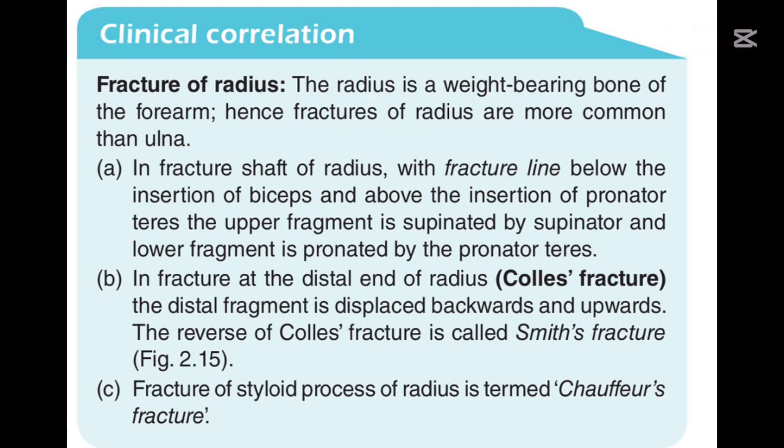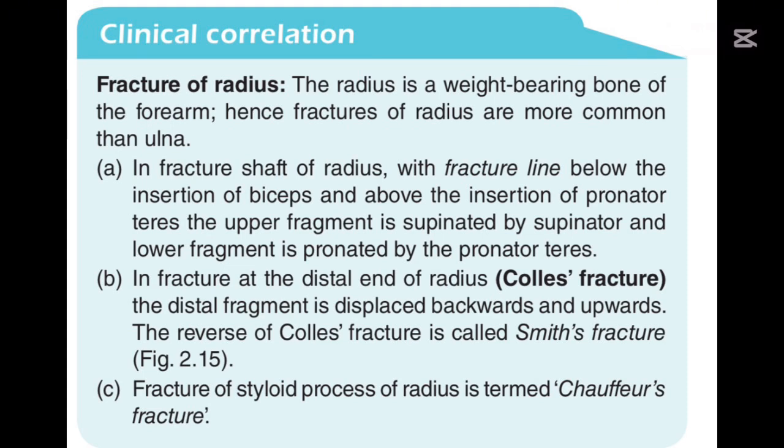So any of these can be affected, because the radius is the weight bearing bone of the forearm. It is a very strong bone of the forearm, because it's the only bone that is attaching to the carpal bones, forming the radiocarpal joint, or you call it the wrist joint. Now you also have what you call Colles fracture. So you can see it on your screen. You have the Colles fracture and Smith fracture. So the opposite of Colles fracture is Smith fracture.